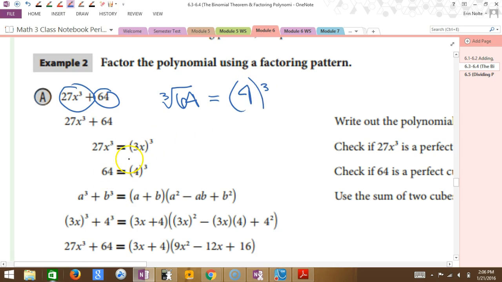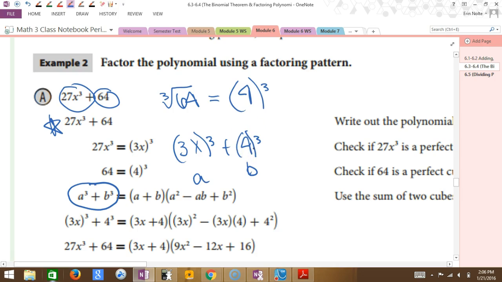So if I want to use my factoring pattern that we just learned, a cubed plus b cubed, can I write this problem in that form? So if I have 27x cubed and I want to write it, I would go 3x cubed plus 4 cubed. And this is my a and this is my b. So it's kind of like that homework that we were doing that you guys had questions on, the number 18 on the homework, where I had that number and I broke it down using my factoring patterns. It's the same idea.